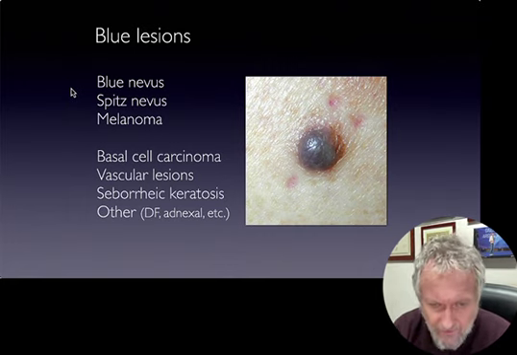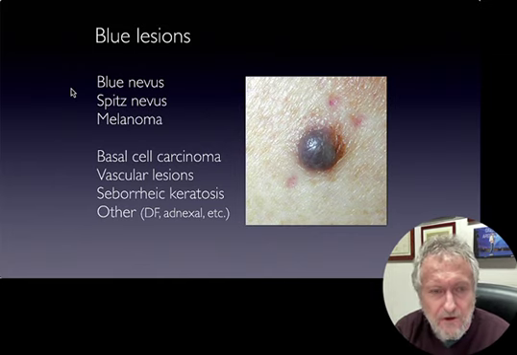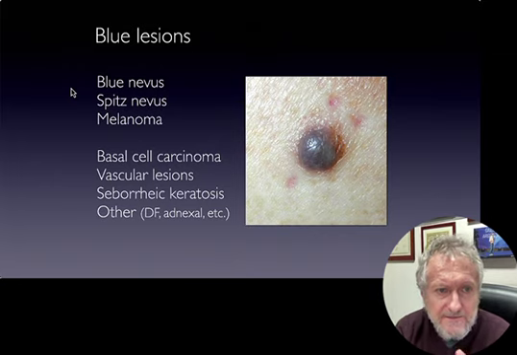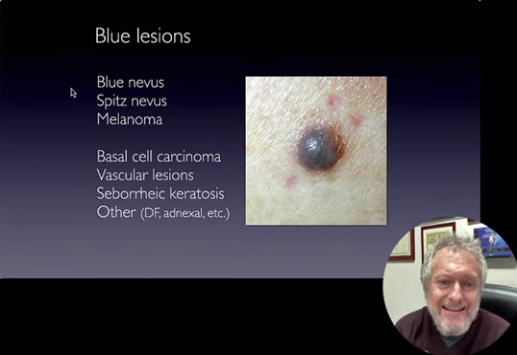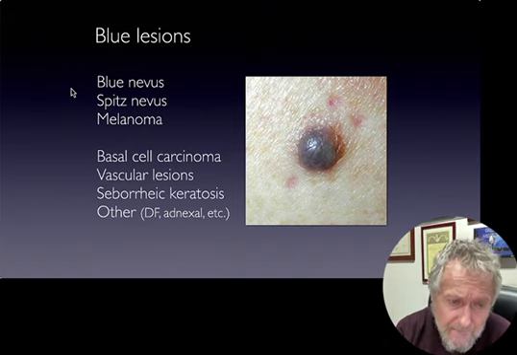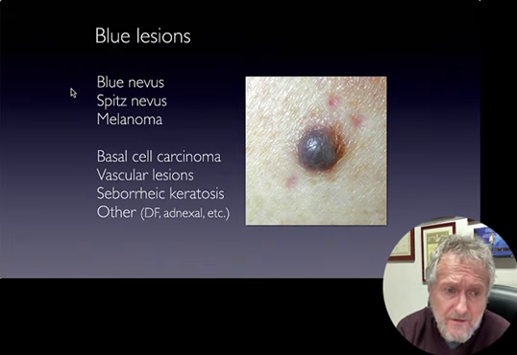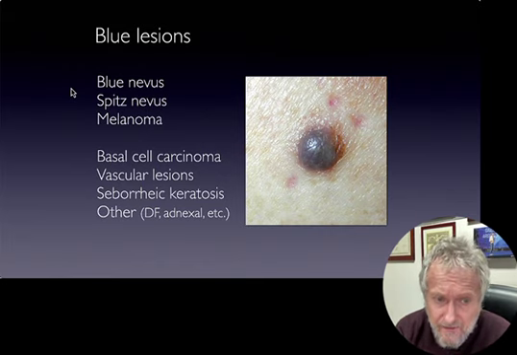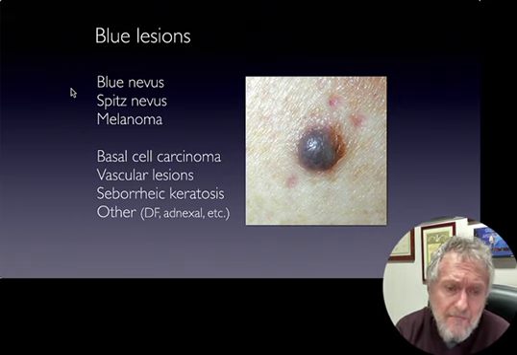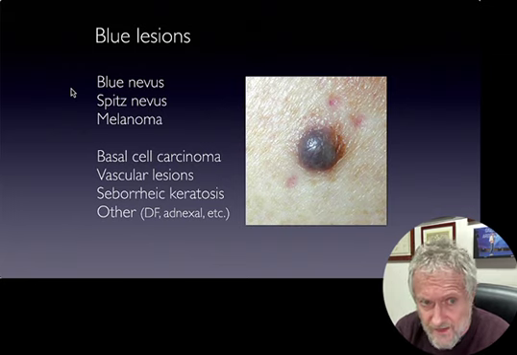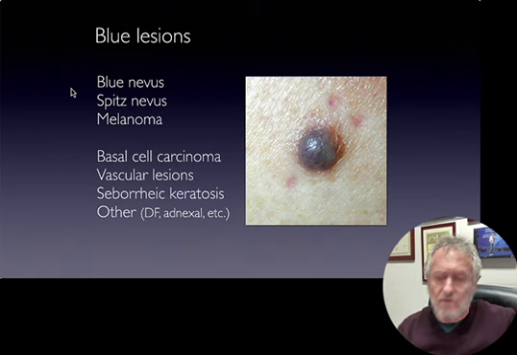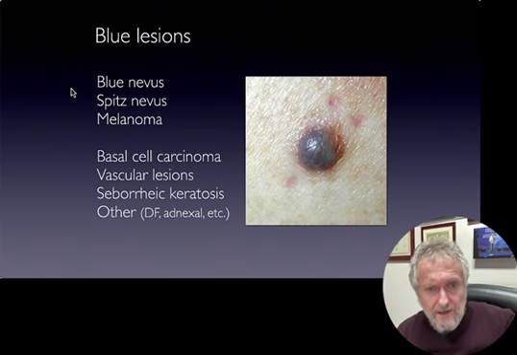Well, we have several. In the spectrum of melanocytic lesions, mainly we have three possibilities: blue nevi, Spitz nevi, and melanoma. And in the spectrum of non-melanocytic pigmented lesions, we have many more. We can have basal cell carcinoma, vascular lesions, seborrheic keratosis, other lesions like dermatofibroma, especially the hemosiderotic variant of dermatofibroma, but also adnexal tumors and many more. But these are the six most common types of lesions which could be predominantly blue in dermoscopy.